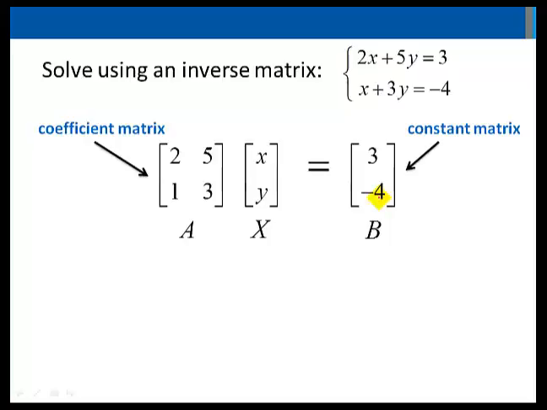If we take row 1 of the matrix A times the column of matrix X, we have 2x plus 5y, which is equal to 3, the first number in our B matrix. And if we take the second row of A, we have 1 times x plus 3 times y, which is equal to negative 4, the number in the second row of the matrix B. So AX equals B, and we will use that fact and some things we know about matrices to solve for X here, and then we will be able to solve for the x, y variables.